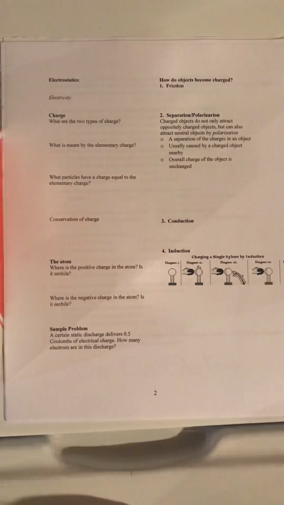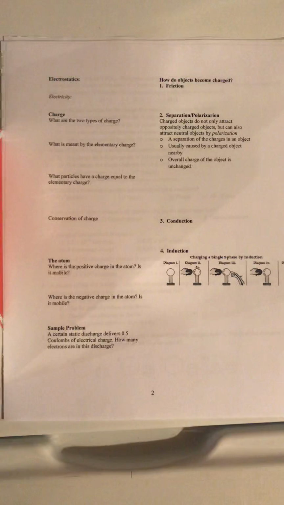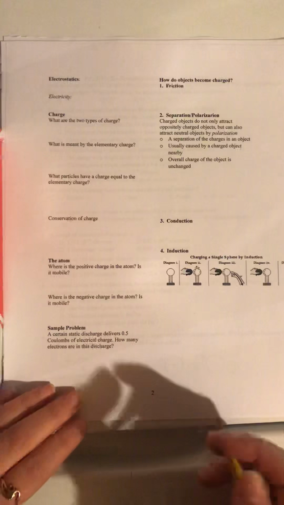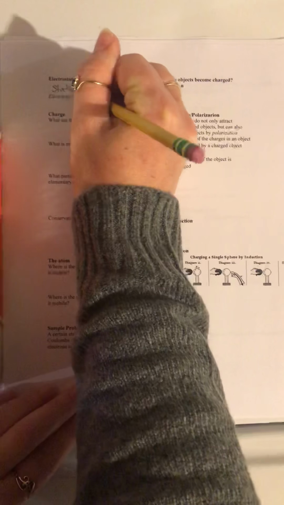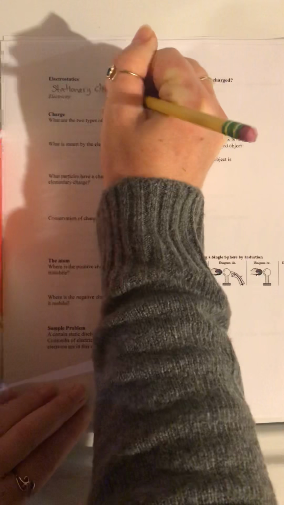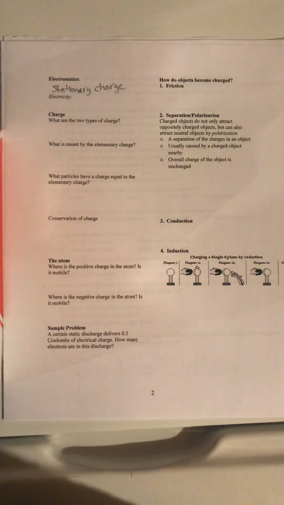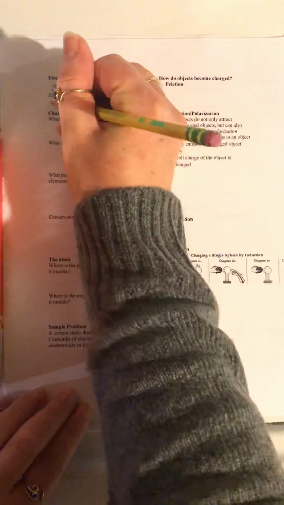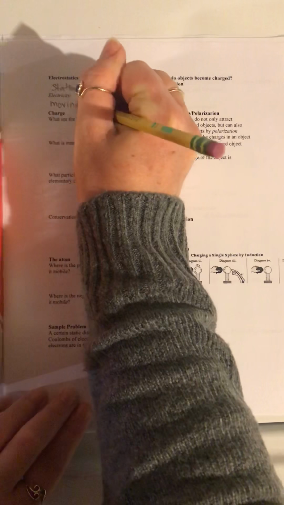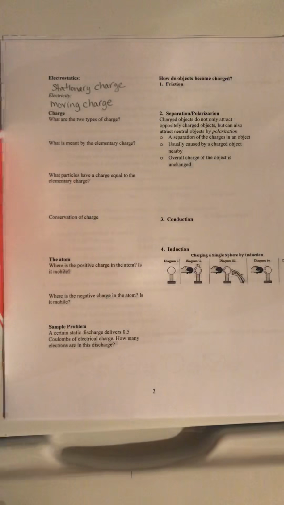Okay, so let's start by going to page 2. What's the difference between electrostatics and electricity? Electrostatics is stationary charge. Stationary charge means that whatever charge is collected is put in one spot. Electricity is the opposite of that, because that is moving charge. Still the same types of charge, but in this case, the charge is moving.